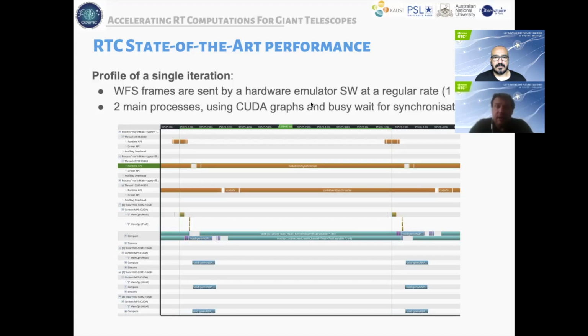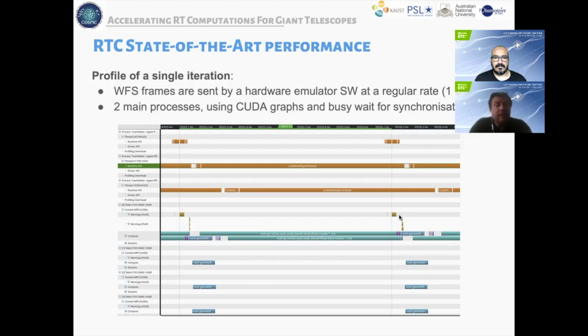In this case, we are emulating data acquisition from the sensor by transferring a frame at a very regular rate. And this is this small box you see here. And 1 millisecond after that, we send another frame. And in between, we should do the computations. We have 2 main processes here. One that is doing pixel processing and that is gathering the results at the end so that it can be sent to the deformable mirror.